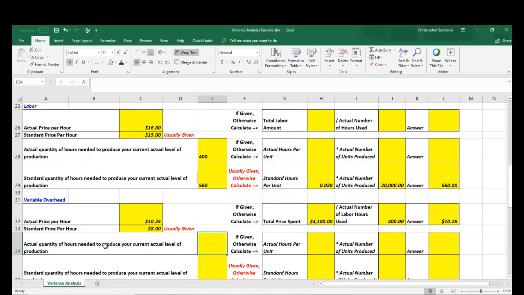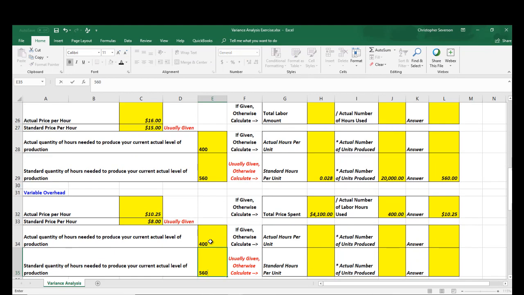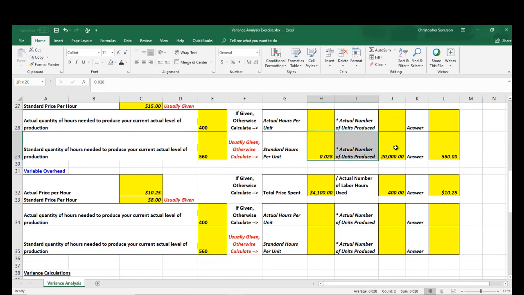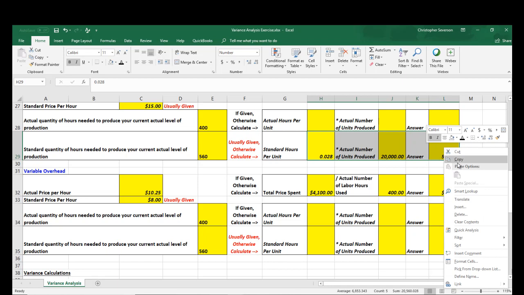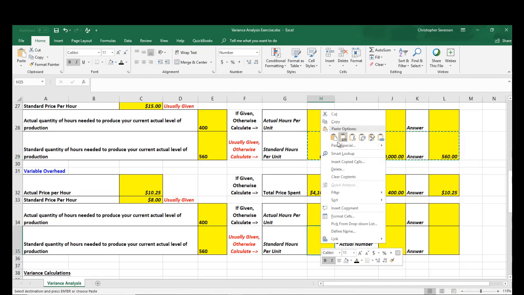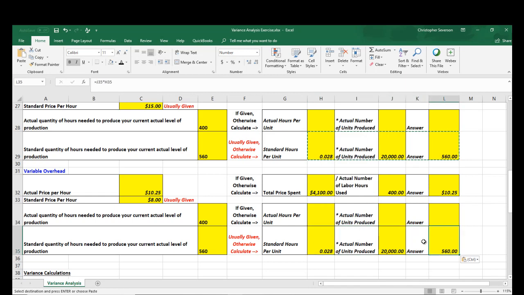Actual quantity of hours needed to produce your current actual level of production. The good news is we've already done that. We've already done both for labor. It's the same quantity of hours. They're the same hours we're using. It's just for a different purpose now. The price will be different, but the number of hours will be the same. And just to make sure we're all clear on where this is coming from, it's the same calculation as labor. So I'm bringing in this right-hand calculation as well to support this number.